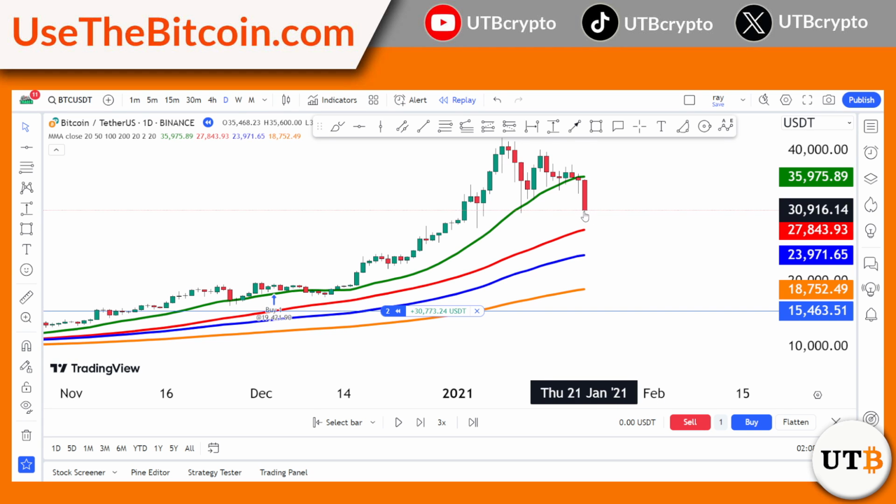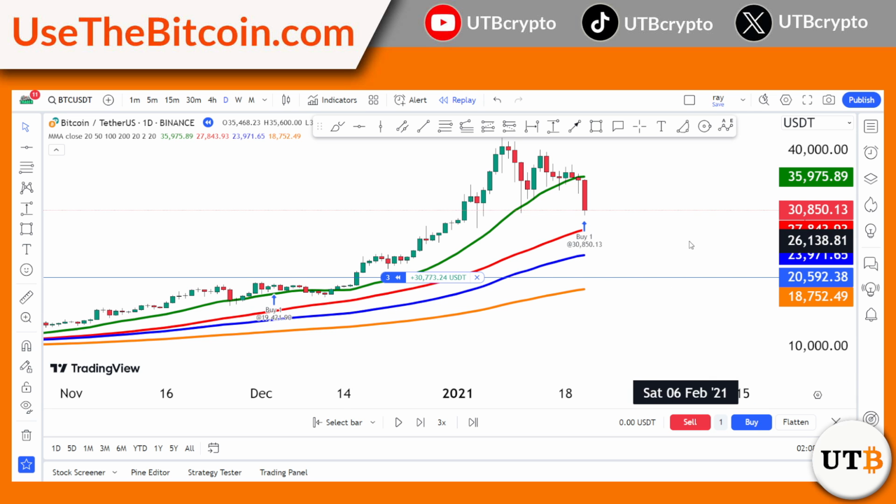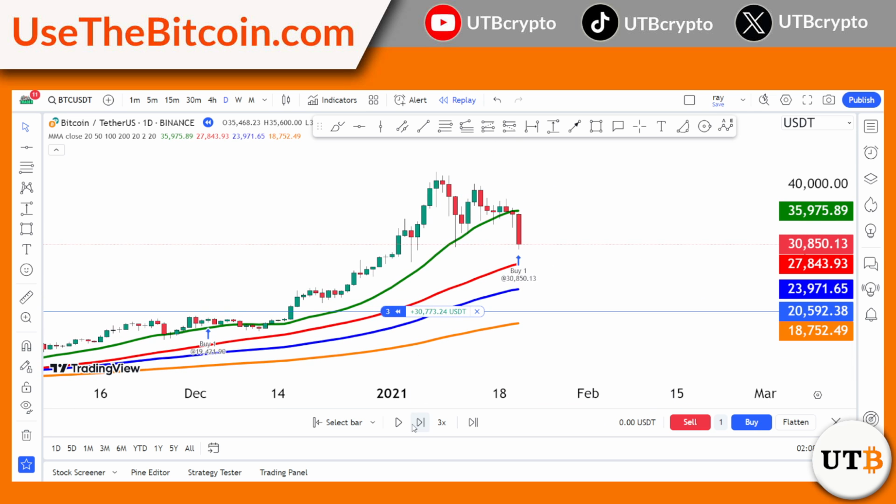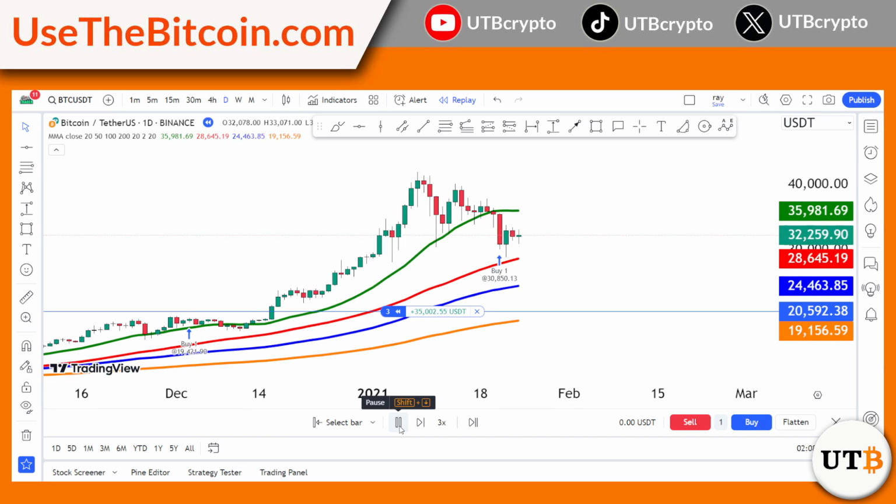All you need to do is just to buy this price right here because we are still in an uptrend. What we need to do is just to click buy. Okay, and let's see what will happen next. Okay, there you go.